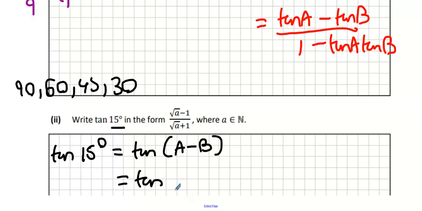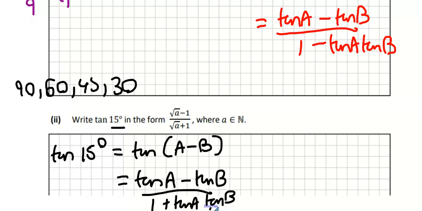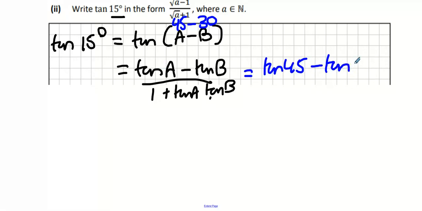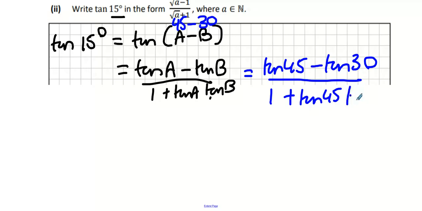So tan A minus B is tan A minus tan B all over 1 plus tan A tan B. Now, what we're going to do is we're going to replace A with 45 and B with 30. You could also do 60 and 45. So anywhere I see an A, it's going to be a 45. And anywhere I see B, it's going to be a 30. Okay, and then it's going to be 1 plus tan 45 tan 30.